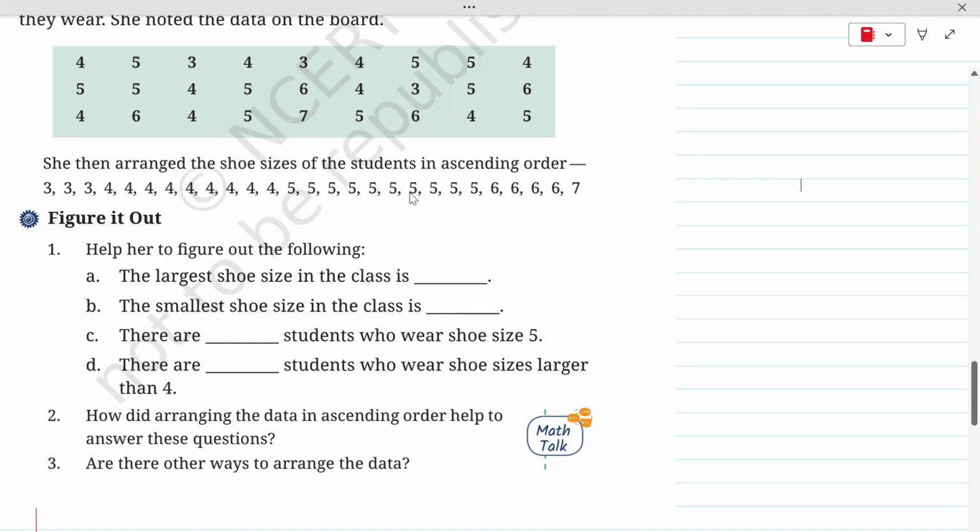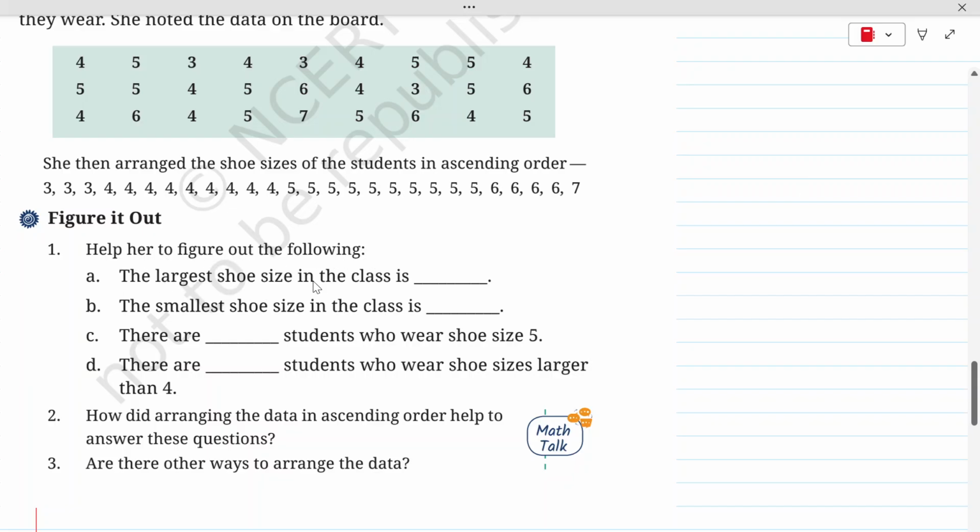So if we look into this order of the numbers, there are 3 students with the shoe size 3, and then there are 1, 2, 3, 4, 5, 6, 7, 8, 9 with the size 4, these many with the size 5, these many with the size 6, and 1 with the size 7. This is the information which we can easily gather from this sequence. Okay. So now help her to figure out the following.